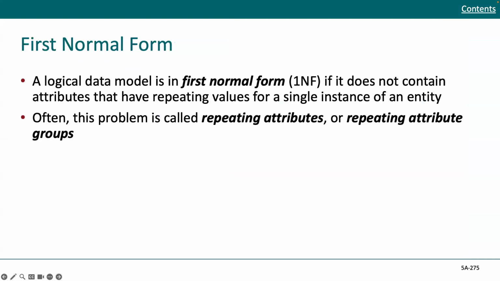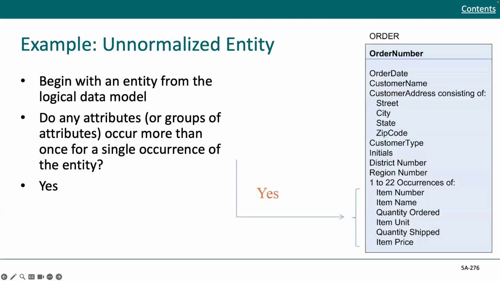We'll go through a handful of charts relatively quickly just to give us a little bit more perspective of this. So a logical data model is in first normal form, 1NF, if it does not contain any attributes that have repeating values for a single instance of an entity. Often the problem is called repeating attributes or repeating attribute groups.